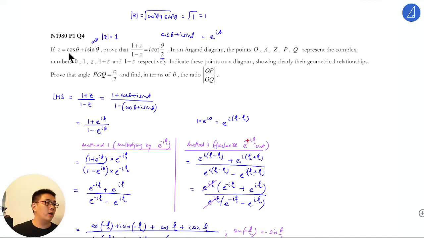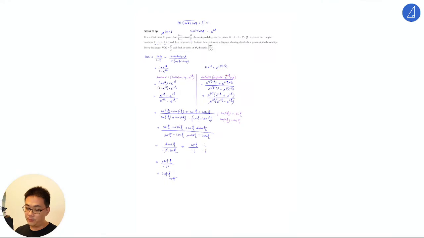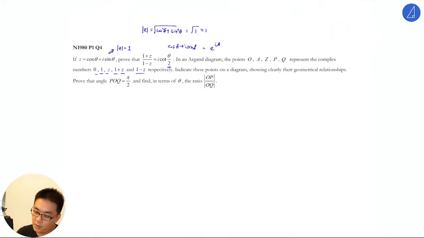Now, so you have 0, z, 1, z, and 1 plus z, 1 minus z respectively. Then you're told to indicate O, A, Z, P, and Q on the Argand diagram. So try and draw to scale. Make it fit this page first. First of all, we already established this.